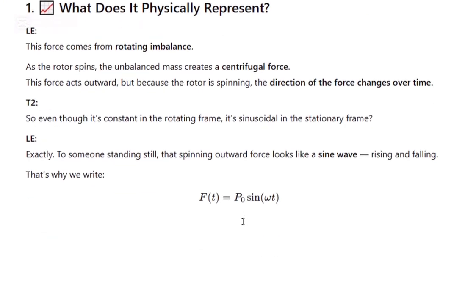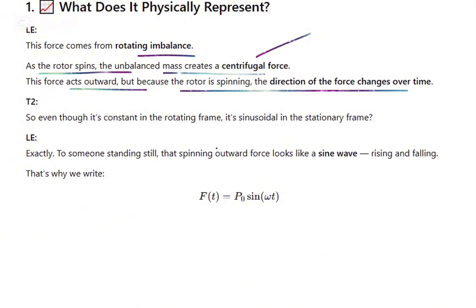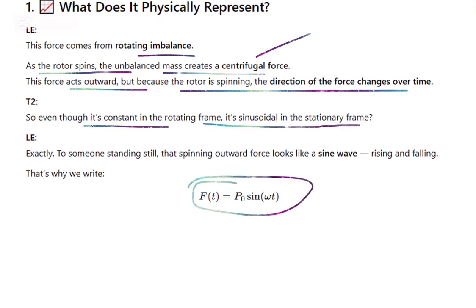What does it physically represent? This force comes from the rotating machine, and as the rotor spins, the unbalanced mass creates a centrifugal force. This force acts outward, but because the rotor is spinning, the direction of force changes over time. So even though it's constant, it's not. It's constant in the rotating frame, but sinusoidal in the stationary frame. To someone standing still, the spinning outward force looks like a sine wave, rising and falling. That's why we write it this way.